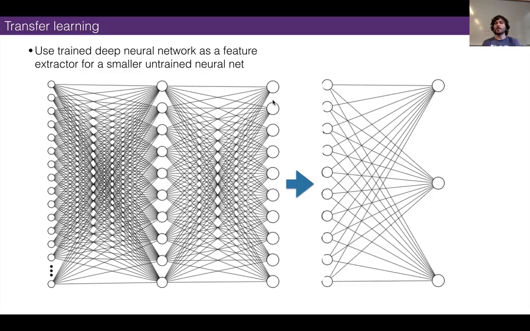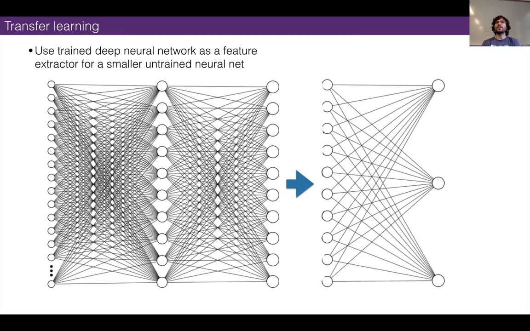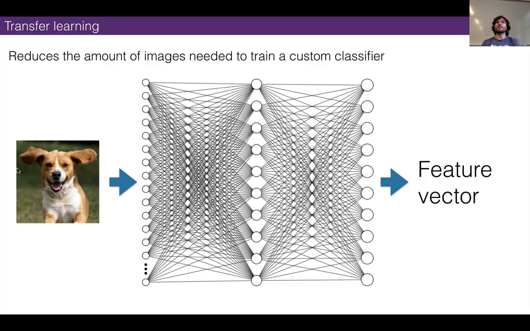We take a neural network that is trained on many millions of images, let's say it's very robust, and we hold it fixed, and we extract features from an image. I think the next visual is a little better, right? We can take this neural network, and then take a new image, and we can use it as a fixed feature extractor, which means we take whatever the activations are in the second to last layer, and we use that as the input to a smaller neural network.